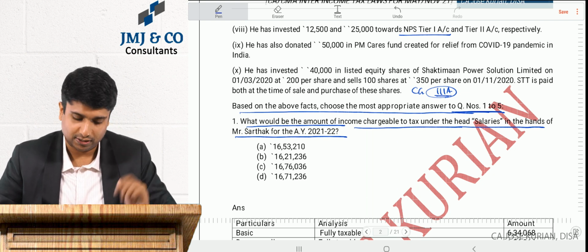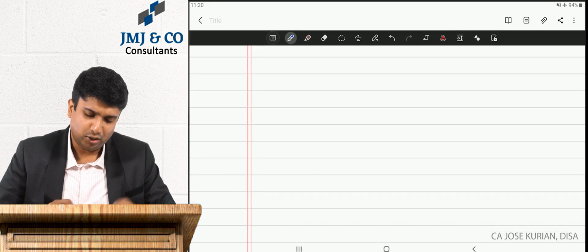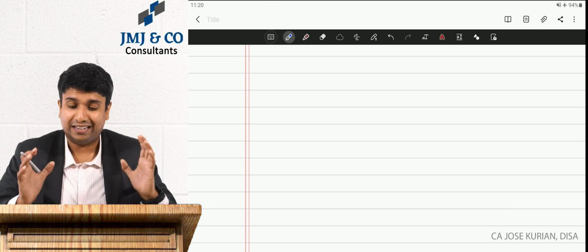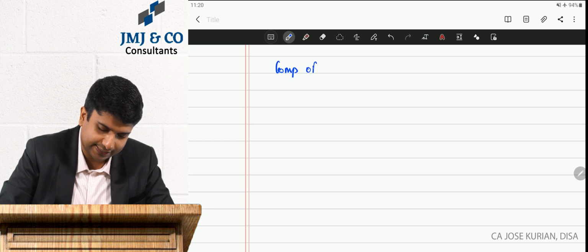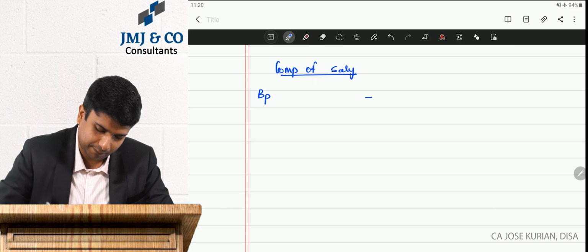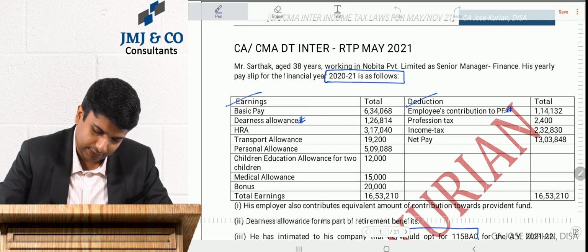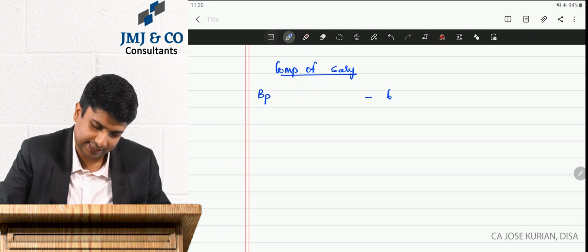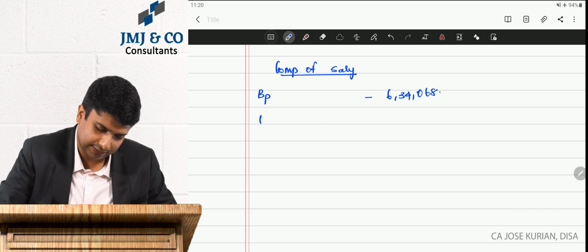Alright. So let's start solving this particular question, friends. There are no steps required for this particular question, but for a better understanding, I'm writing steps. Alright. So computation of salary. Starting with the basic pay. And what is the basic pay given in this question, friends? The basic pay given in this question is 6,34,068 rupees. So 6,34,068.